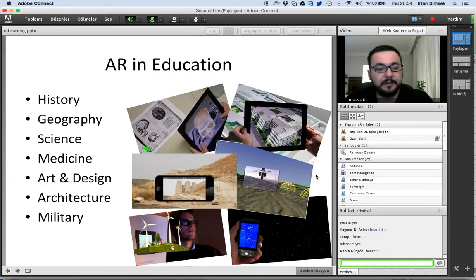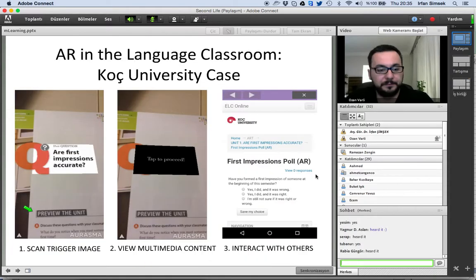And in medicine, again, you don't need corpses or dead bodies in your lab. All you need is a tracker and an iPad, and then you can work on virtual bodies to explore the human body. And in the military, again, they use it to learn how to use specific weapons and to develop effective strategies. So this is how it is used. So how am I using augmented reality?